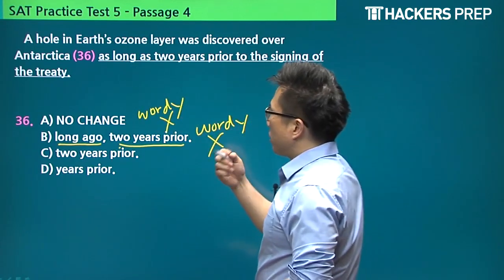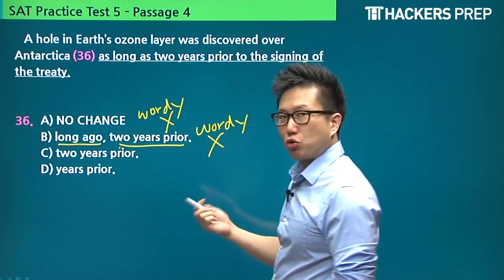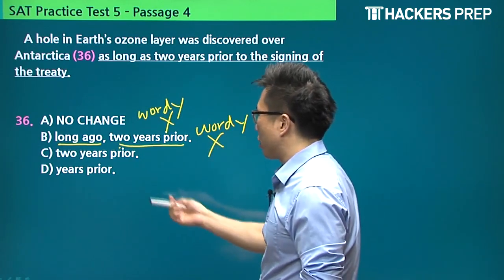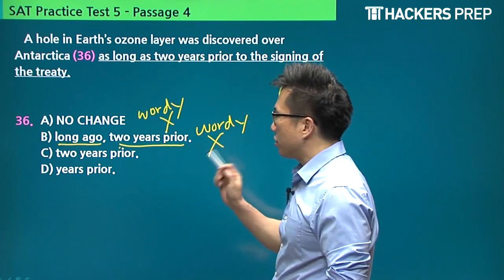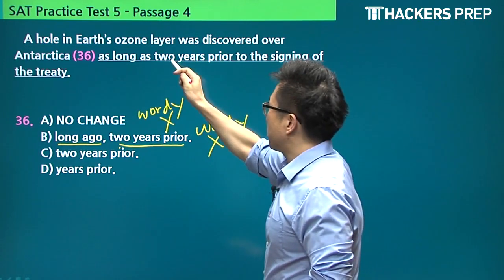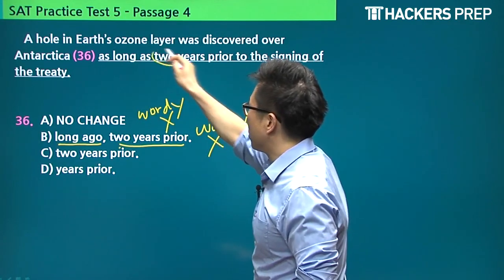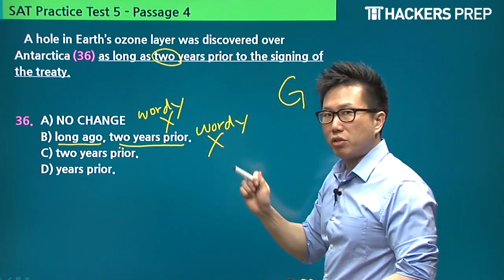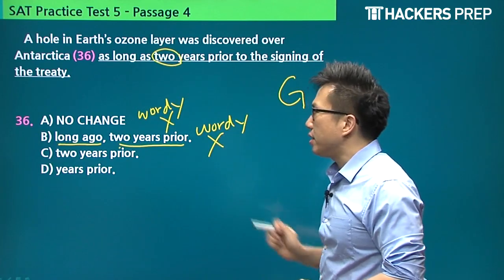Now, of course, you might say, oh, since D is much shorter, we should just keep it as years prior. We should choose D. But if you consider what the original sentence was trying to intend, the author wanted to mention 2 years. Okay, if you have a specific year, you should keep it in there. Okay, C is the answer that you want.